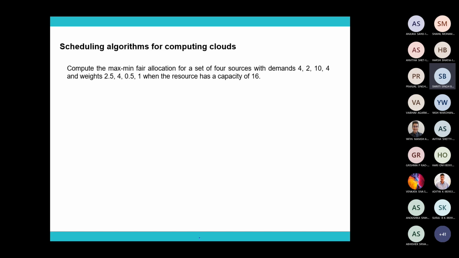According to the demand we allocate later, but according to the weight, how much will they get? Now let's say the 4 users are named A, B, C, D. The request is 4, 2, 10, and 4, with the weights 2.5, 4, 0.5, and 1. So the total availability is 16.